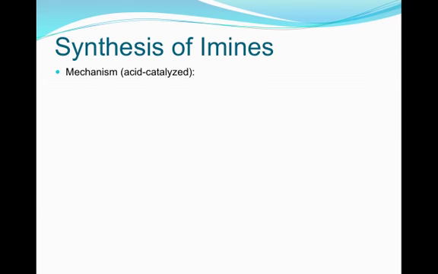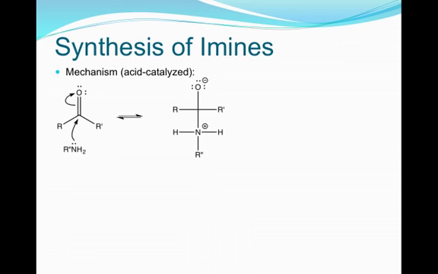Now let's look at the multi-step reaction mechanism of imine formation. First, the electron-rich primary amine acts as a nucleophile and attacks the carbonyl carbon of the aldehyde or ketone due to the partial positive charge on the carbonyl carbon. The result is a neutral zwitterion with both cationic and anionic character.